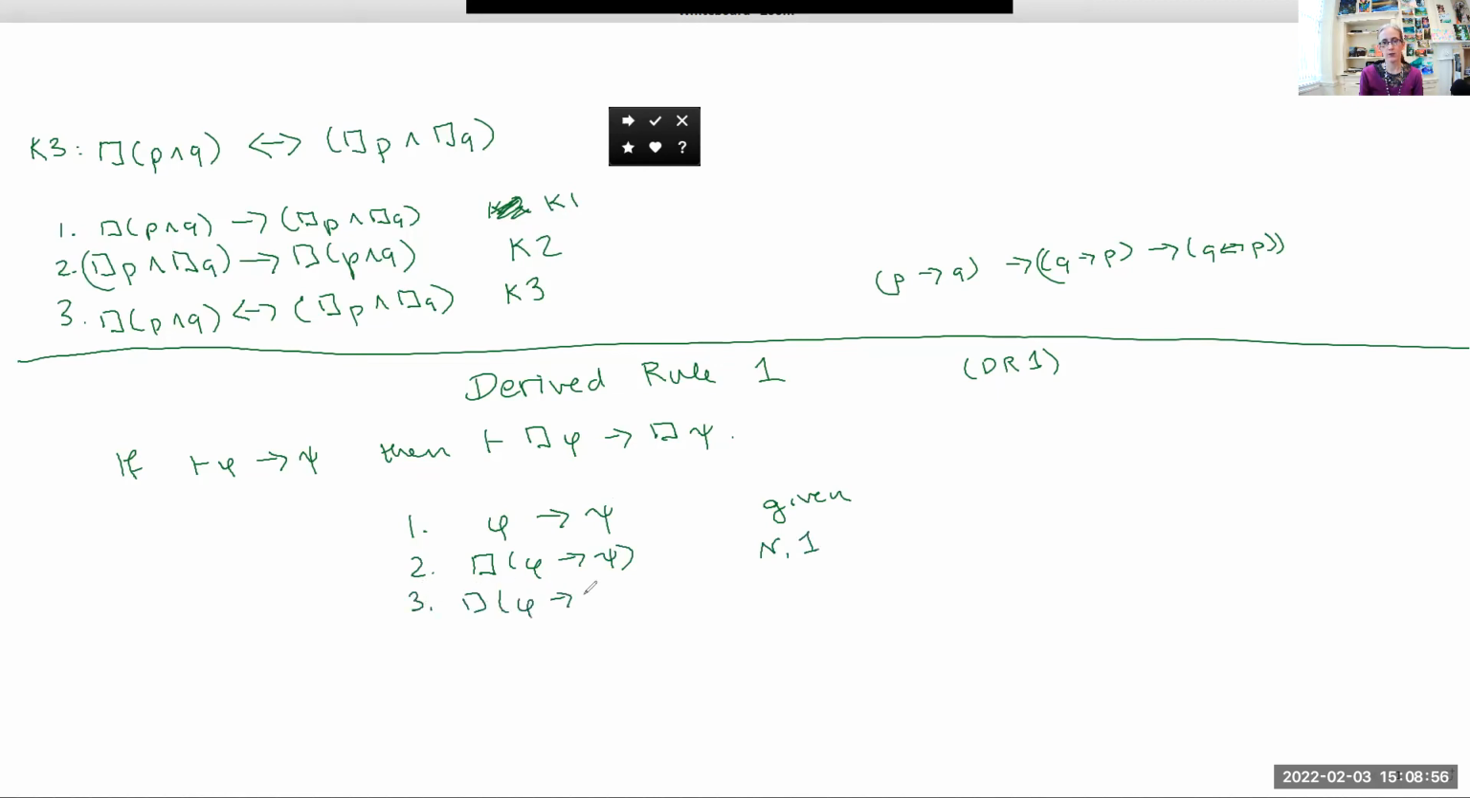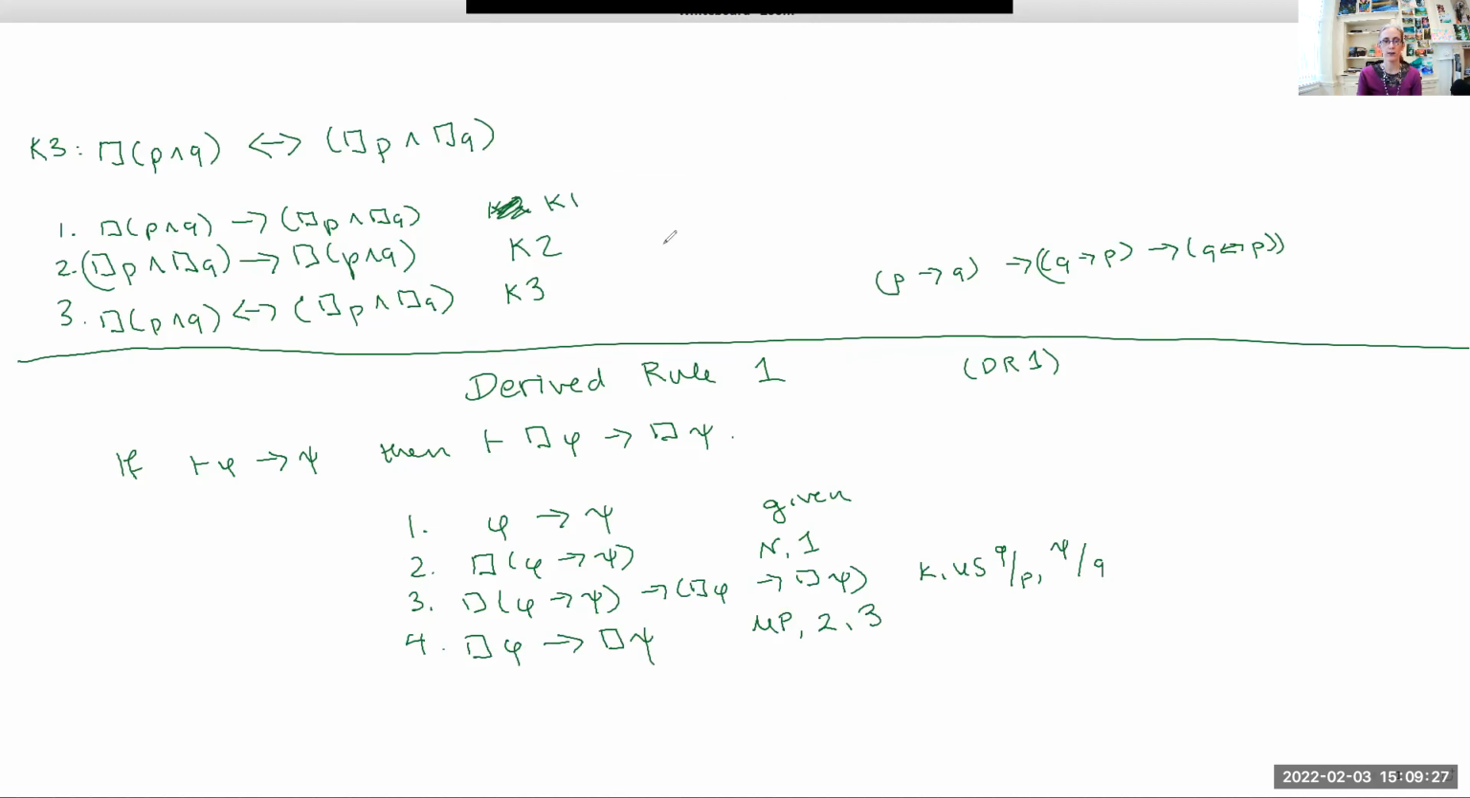Then we have a substitution instance of the K axiom. So what I'm doing here is I'm just substituting phi for P and psi for Q. And then, of course, we've got modus ponens that takes us from necessarily phi implies psi to necessarily phi implies necessarily psi. So that's modus ponens 2 and 3. What derived rule 1 does is allow you to ignore these 2 steps and not actually have to do them. So you can go straight from 1 down to 4.